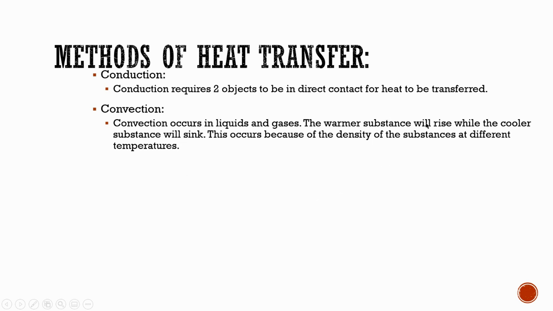The warmer substance will rise while the cooler substance will sink. This occurs because of the densities of the substances at different temperatures. This generally occurs when you're heating a liquid or a gas from below, and as a result, the heated gas will become less dense and rise. As it gets further away from the heat source, it'll cool off, become more dense, and then fall back down, giving you a very circular current. So this is called a convection current.